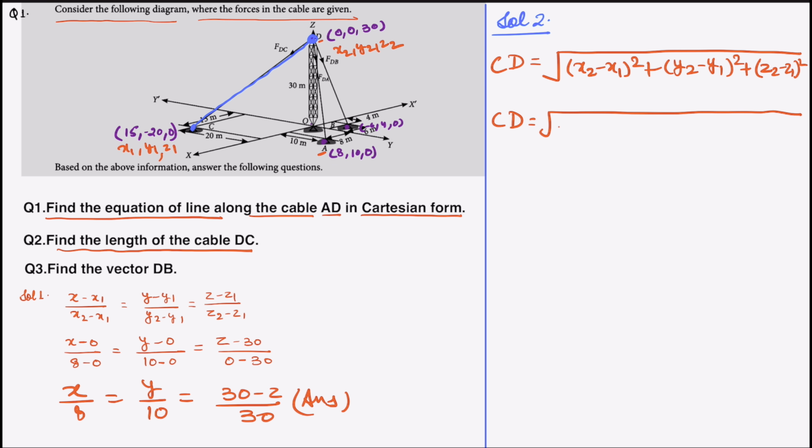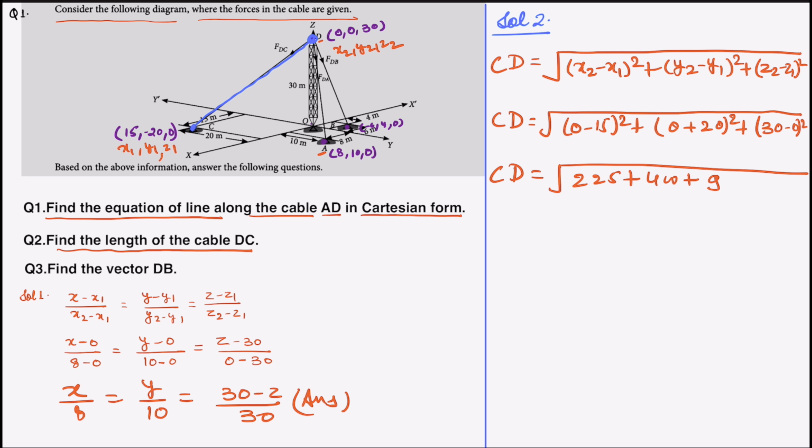Now x2 is 0 minus x1, that is 15, square, plus y2 is 0 minus y1 is minus 20, so it will be plus 20 square, plus z2 is 30 minus z1 is 0 whole square. From here we can solve it. Minus 15 whole square is 225, plus 20 square is 400, plus 30 square is 900. From here we can write it as 1525. Now taking 25 out of this under root, we will get 5 under root 61 meters, and this is the answer.